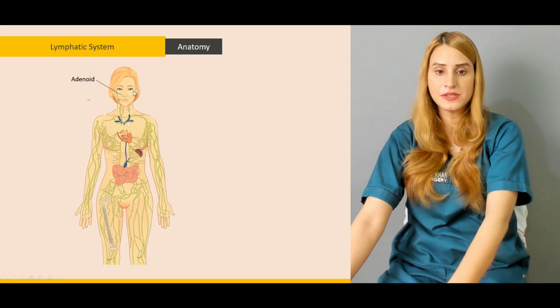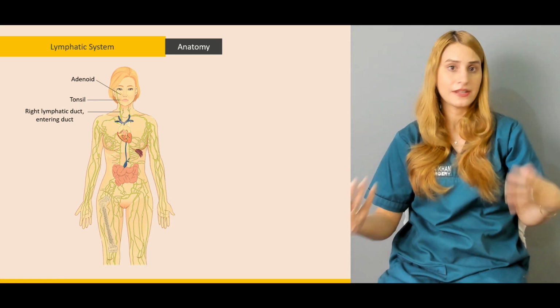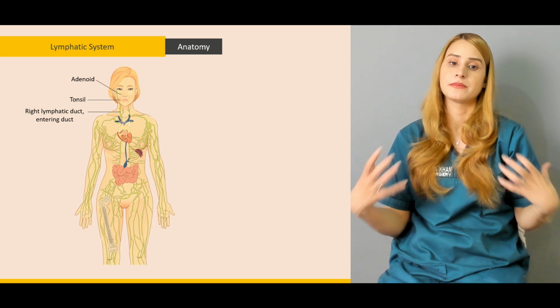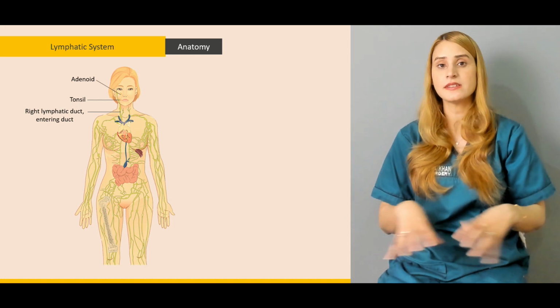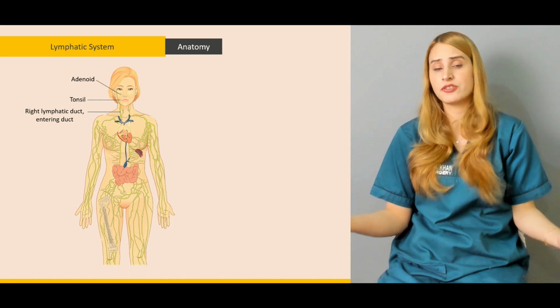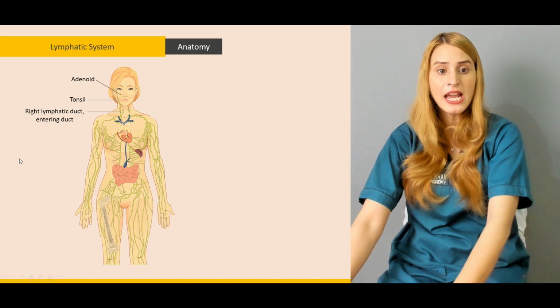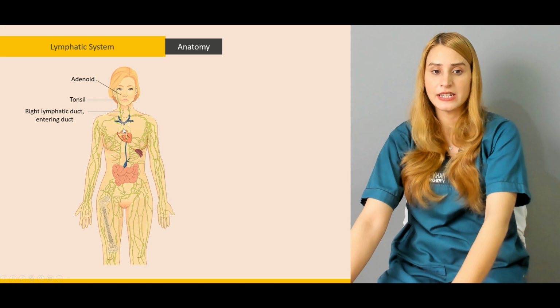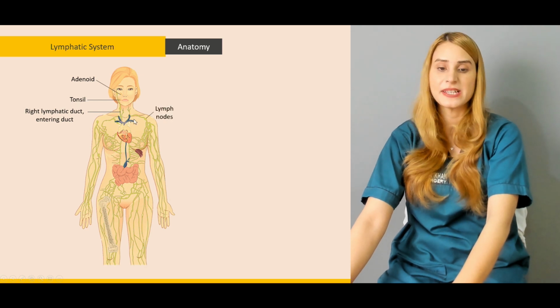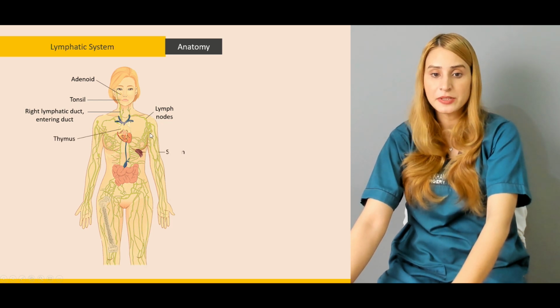Then I'll tell you in detail about the tonsils. These are the adenoids. Adenoids are part of the lymphatic system. The tonsils are again part of the lymphatic system. And when there's any pathology or infection going on, there's enlargement of the lymph nodes, right? This is the right lymphatic duct, which is entering, basically the thoracic duct. You can see the axillary lymph nodes. The main important part is the thymus.